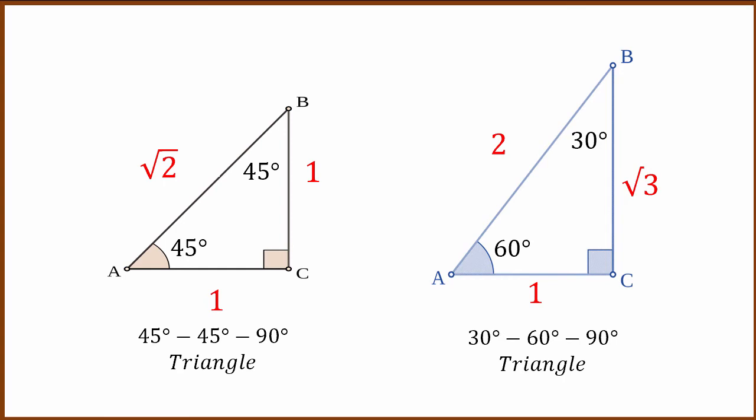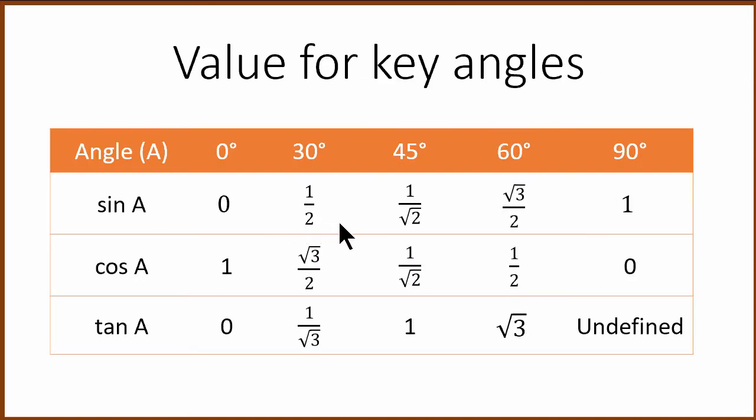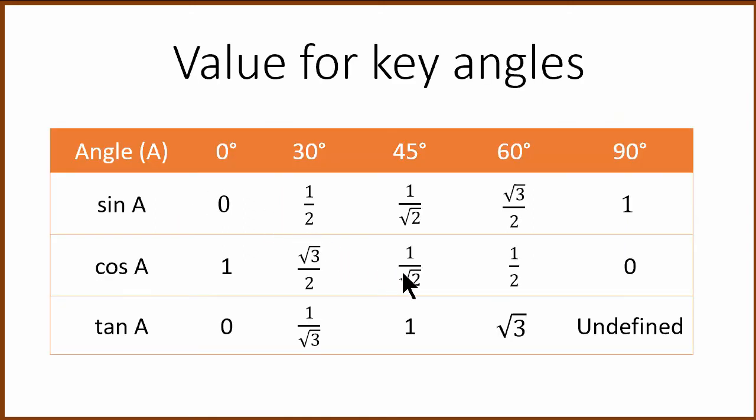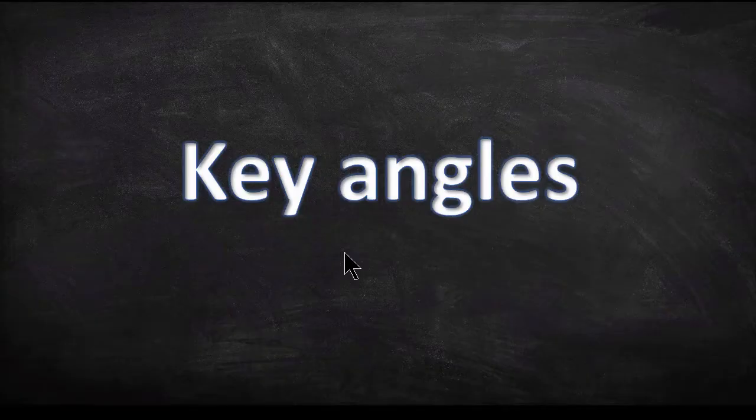Let's look at sine 45. What is sine 45? Sine 45 is opposite side, which is 1, divided by hypotenuse, which is root 2. So sine 45 will be 1 by root 2. Similarly, cos 45 will be adjacent by hypotenuse, which will be 1 divided by root 2. So as you can see, cos also is 1 divided by root 2.